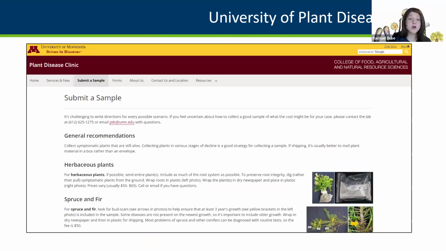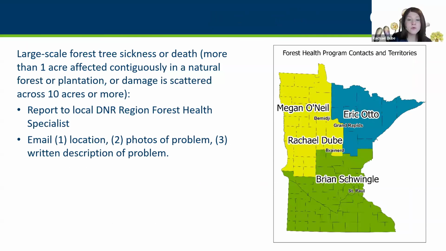Just wanted to reiterate that you can submit samples for a cost to the University of Minnesota Plant Disease Clinic, including getting oak wilt testing done. And then for private land, the forest health team can be a contact.